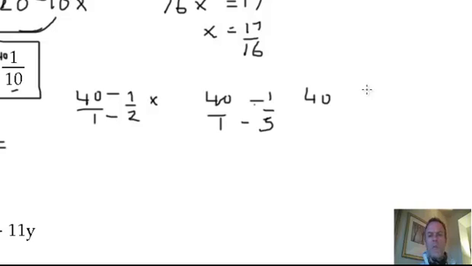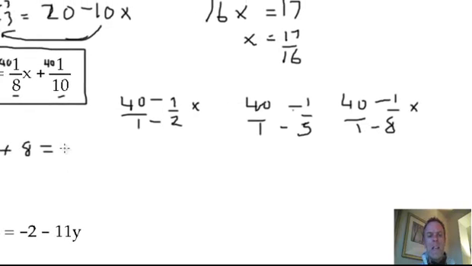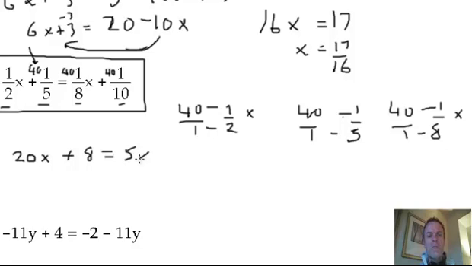What is that? Times 1/8 x. Again, I'll write the 40 as 40 over 1. So that's 40 on the top, 8 on the bottom. 40 divided by 8 is 5. And finally, you can see here, 40 times 1 over 10 is just 40 divided by 10, which is 4.